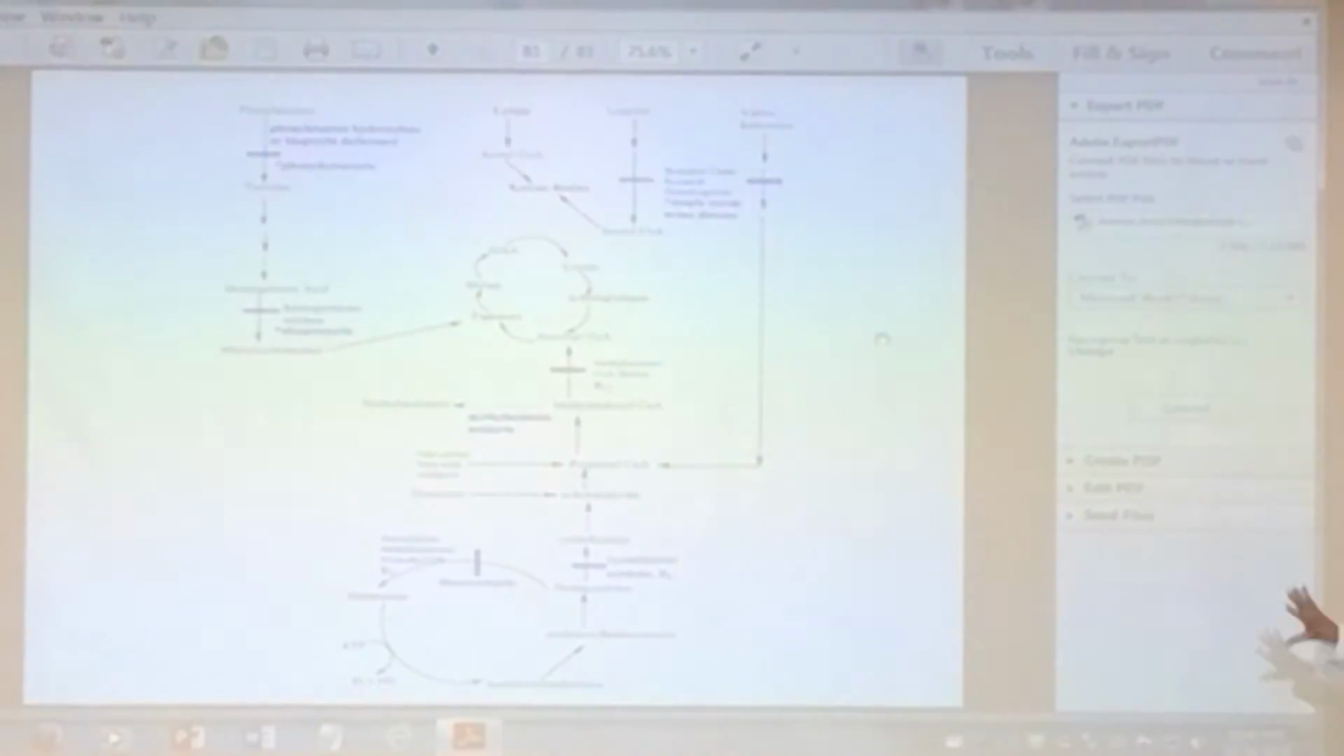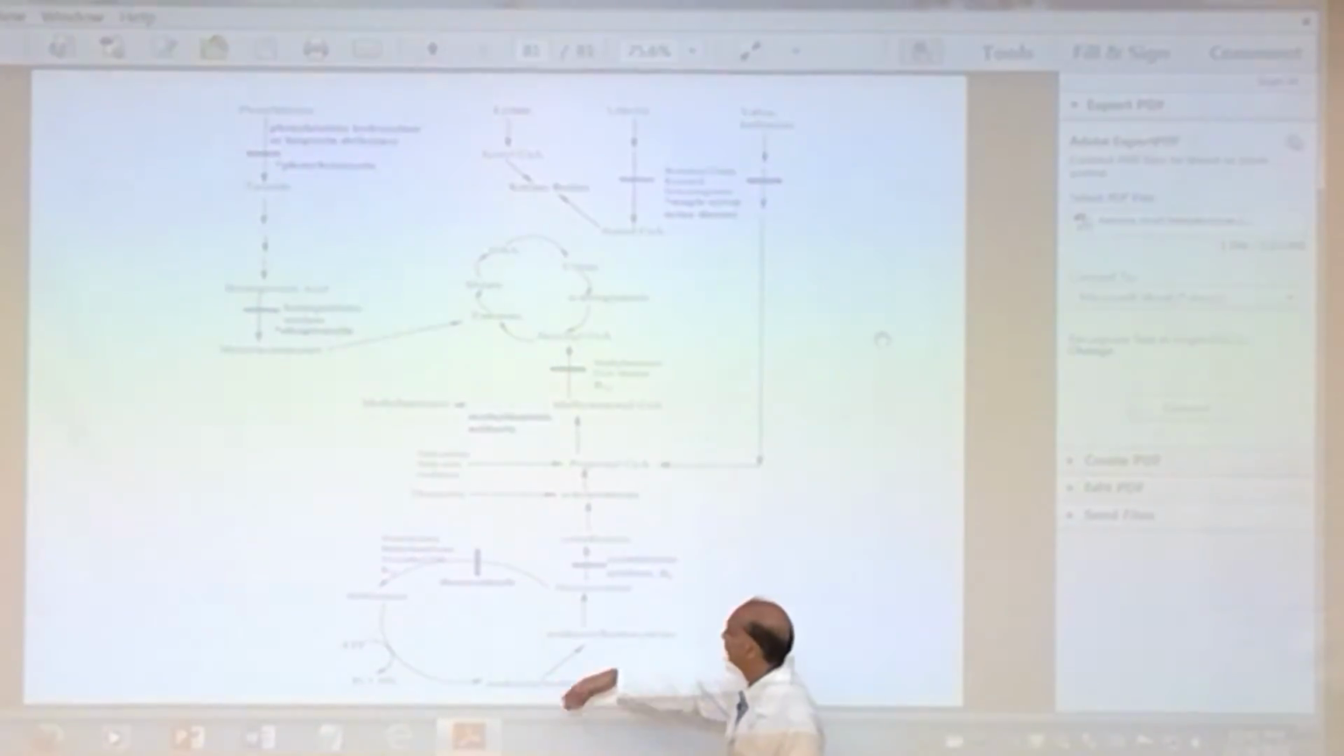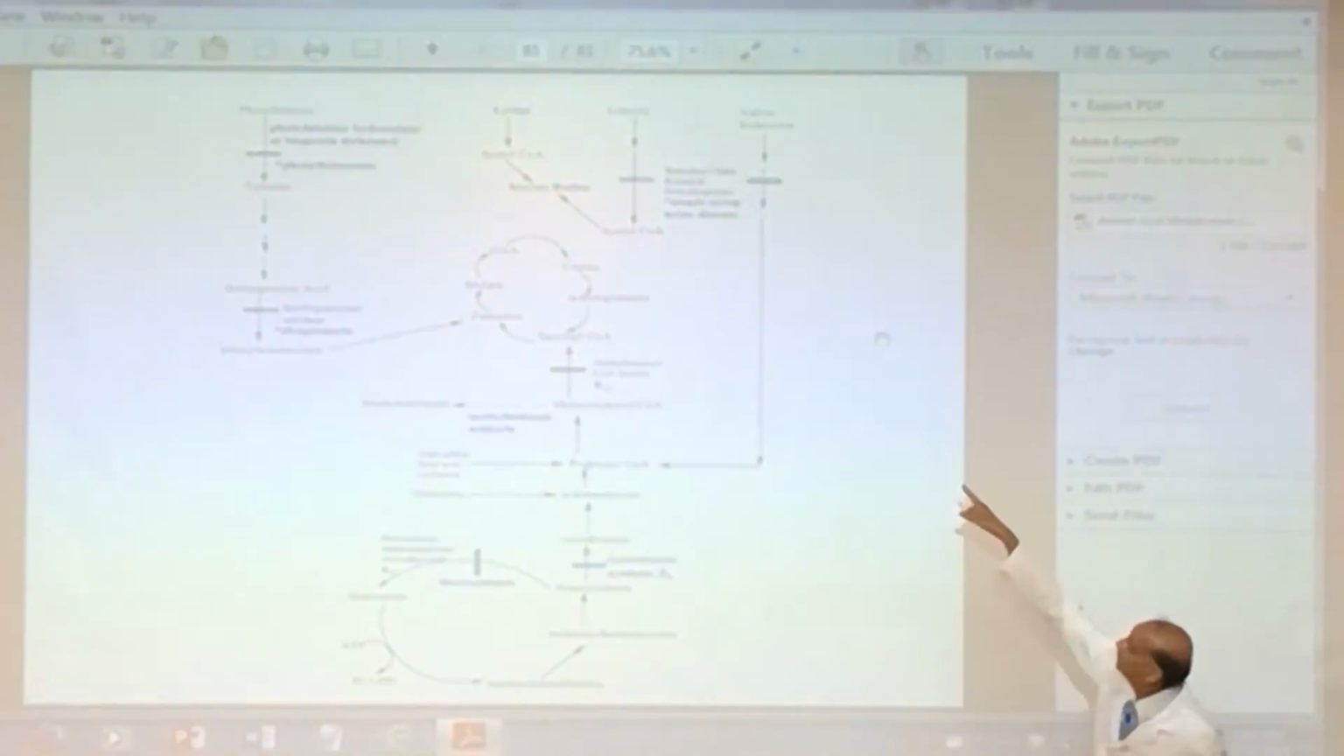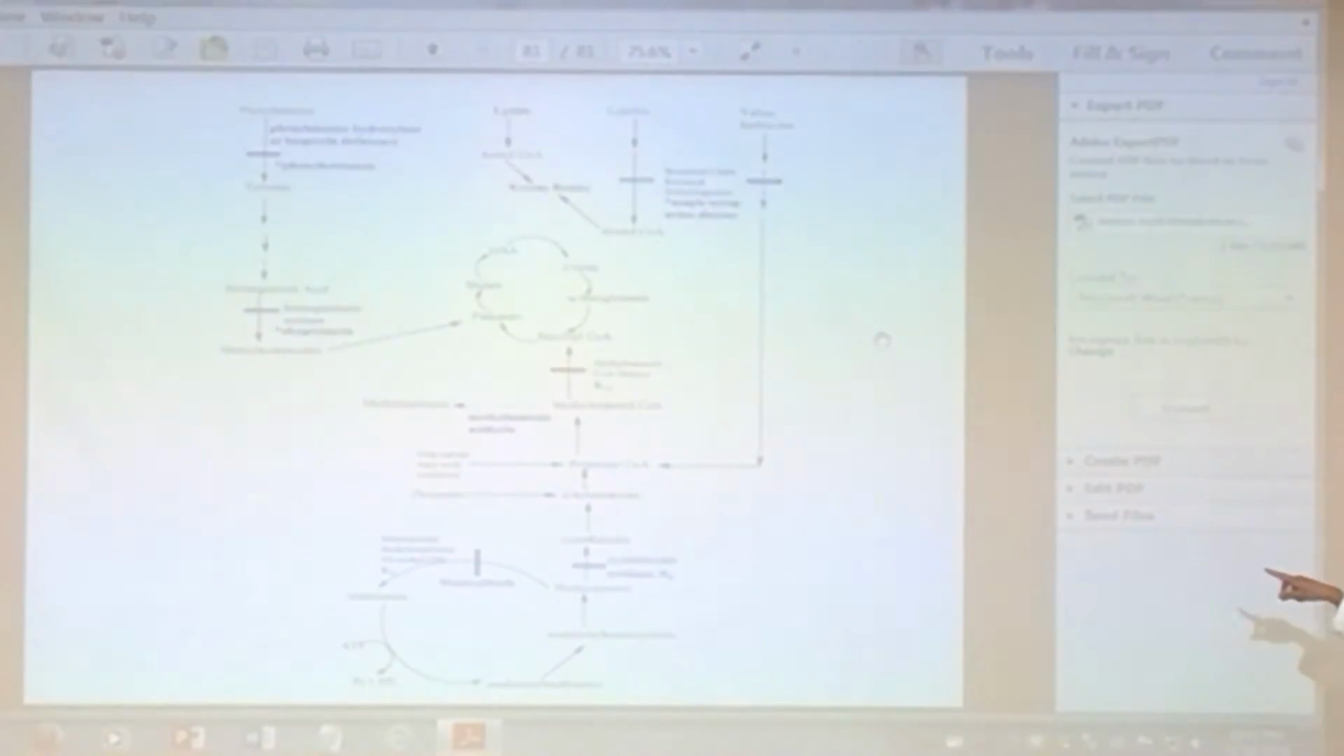Taurine, and then this is a summary of all the diseases, where the block is, and then what type of disease you would manifest. For example, cystathionine beta synthase, homocystinuria, methylmalonic aciduria, branched-chain ketoacid dehydrogenase defect, that's maple syrup urine disease. And then you also have the homogentisate oxidase, that's the alkaptonuria, and then phenylketonuria, right?